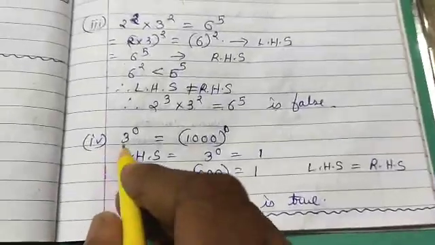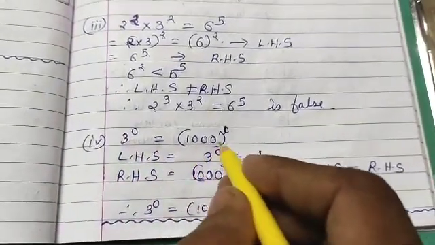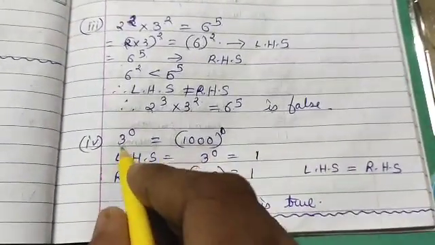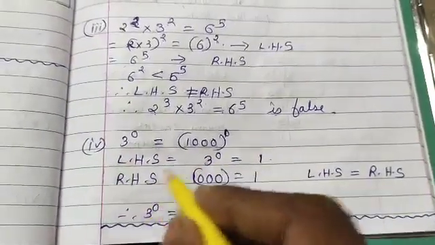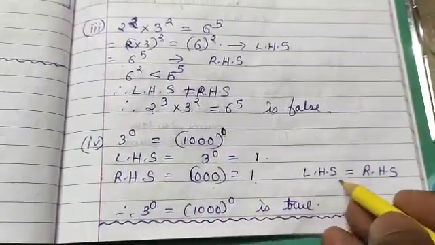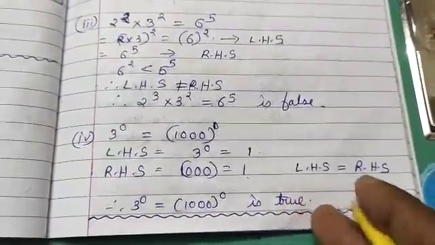Now the next one is 3 raised to the power 0 equals 1000 raised to the power 0. Here the value of LHS will become 1 and the value of RHS also will become 1, so we can say LHS equals RHS, so this statement is true.